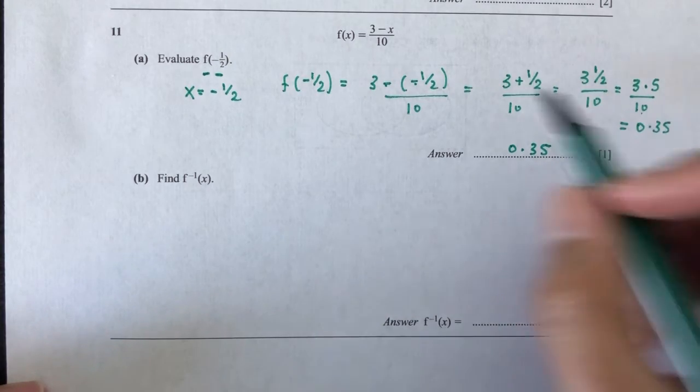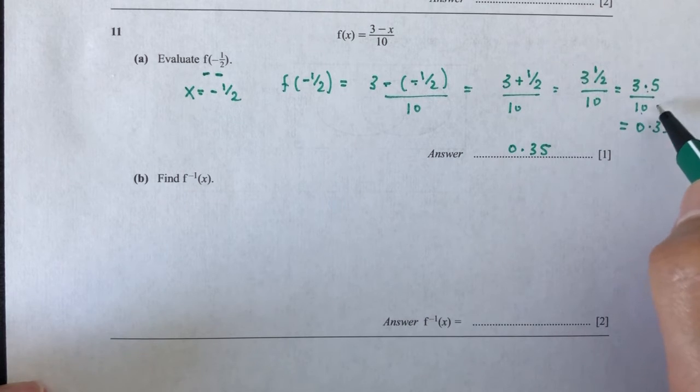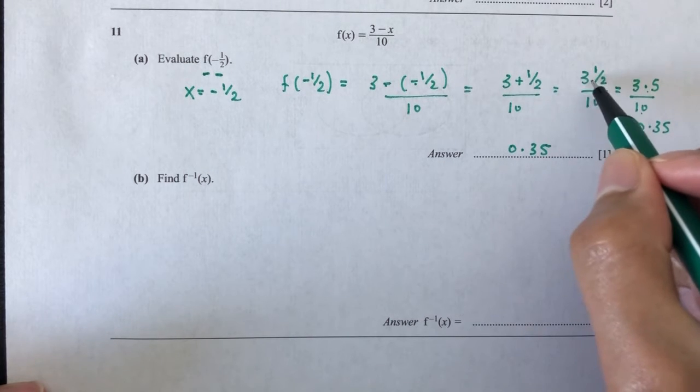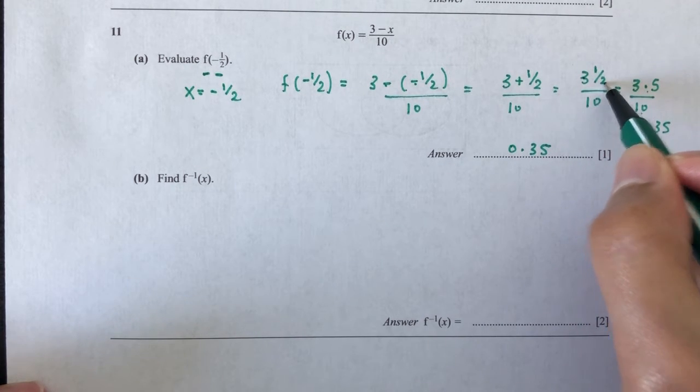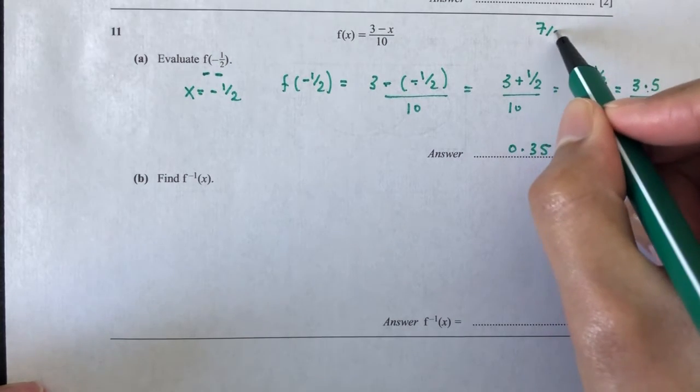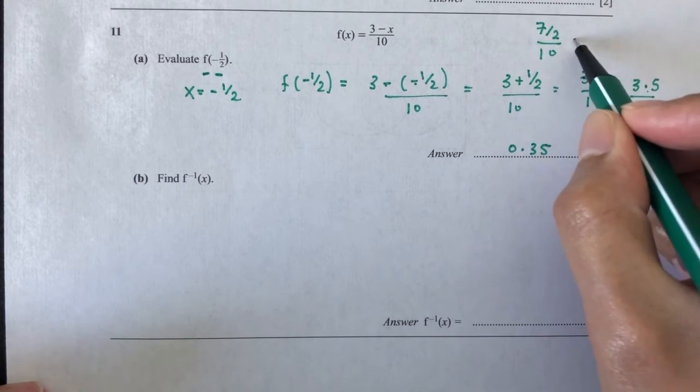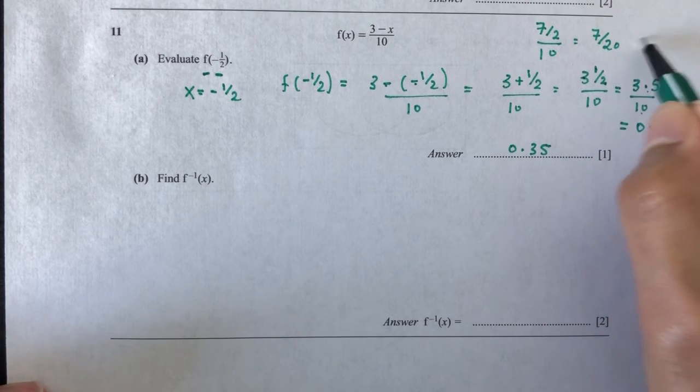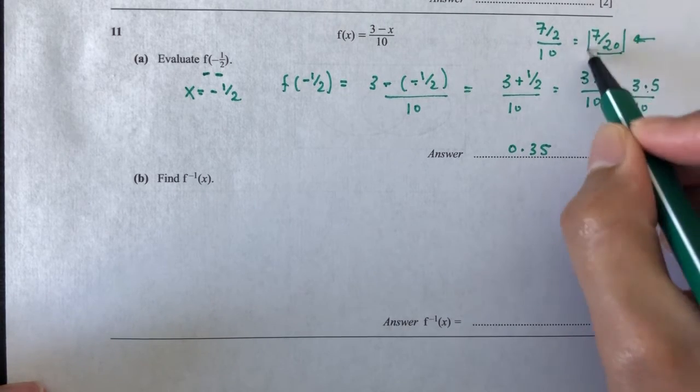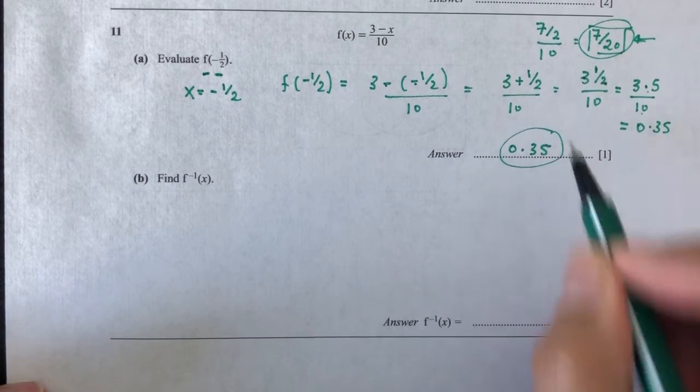So your answer can be a decimal, but if you want to express your answer as a fraction, if you expand this, we will have 3 times 2, 6 plus 1, 7. 7 over 2 divided by 10 will be 7 over 20. So you can have this as your answer, or you can have this as your answer.